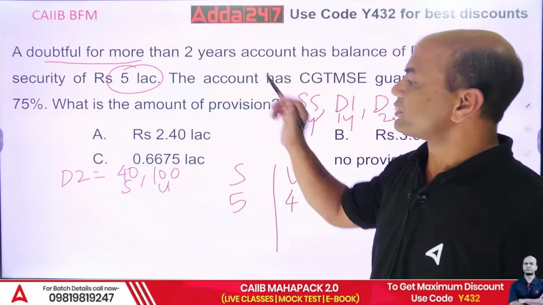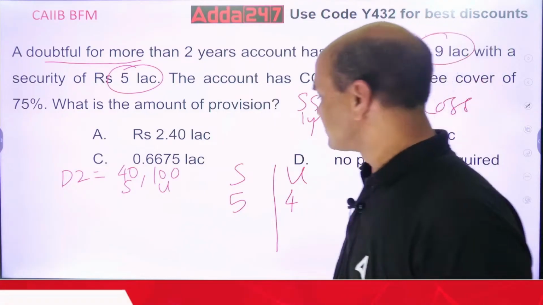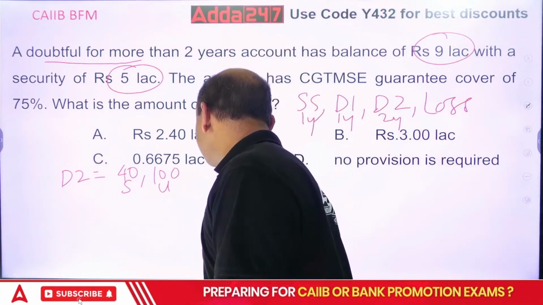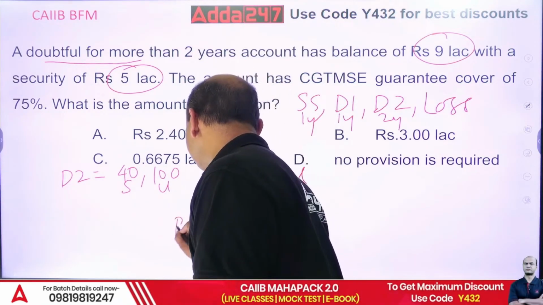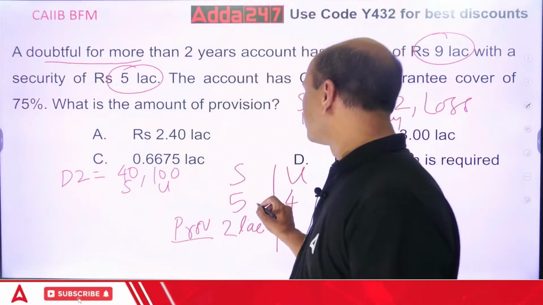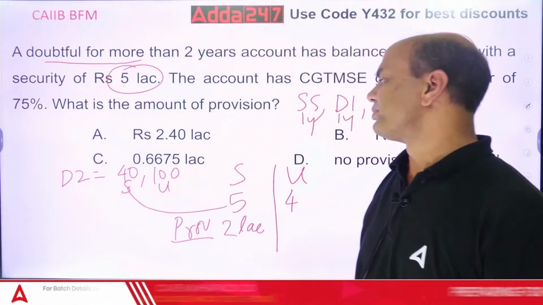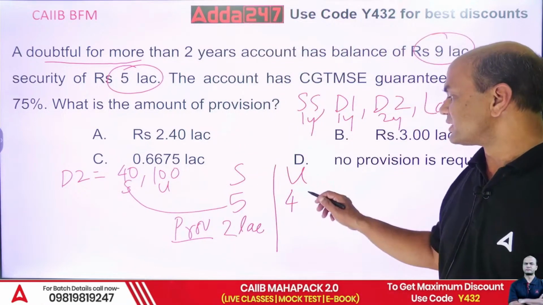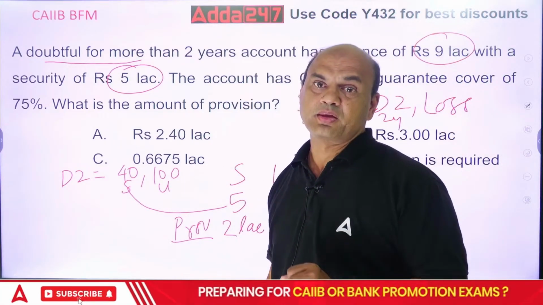So what is the provision for 5 lakhs? 40% into 5 lakhs. That is simply 2 lakhs. So 2 lakhs is the provision, 5 lakhs into 40%. What about the unsecured? You will multiply with 100. But there is a problem now. What is the problem?